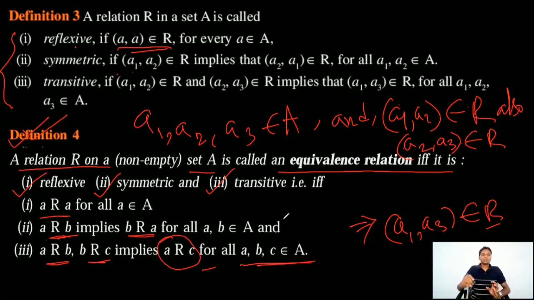So till now we know reflexive relation, symmetric relation, transitive relation, and if reflexive, symmetric, transitive hold simultaneously, then this relation is called an equivalence relation. Now there are some important examples.